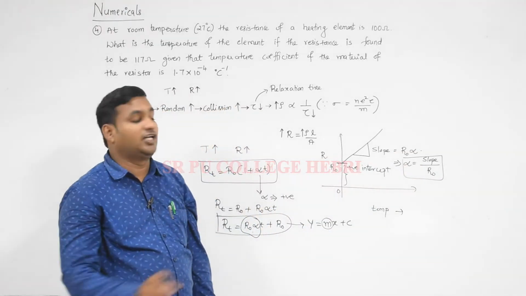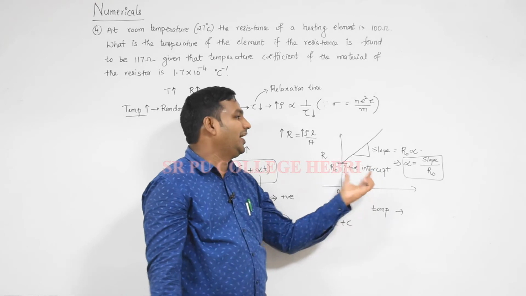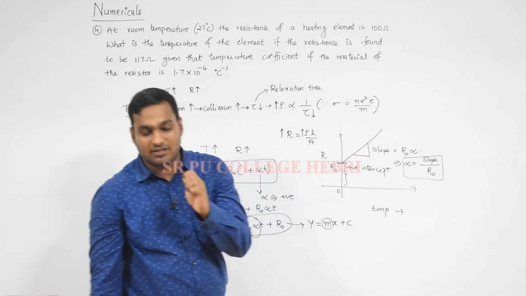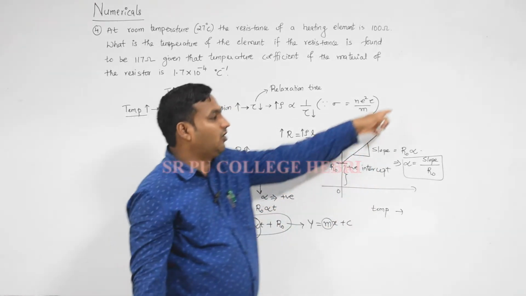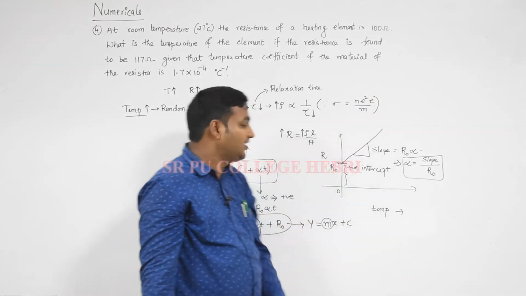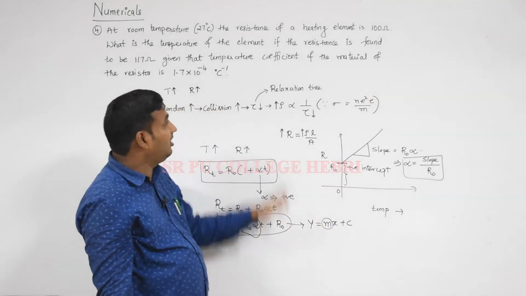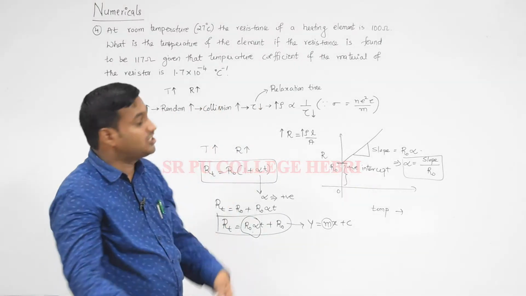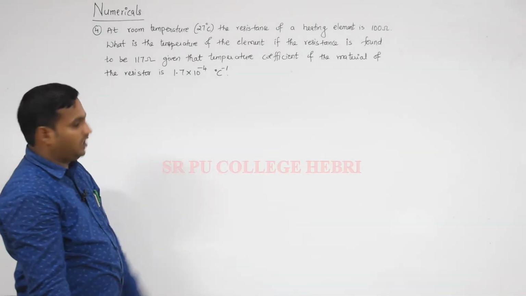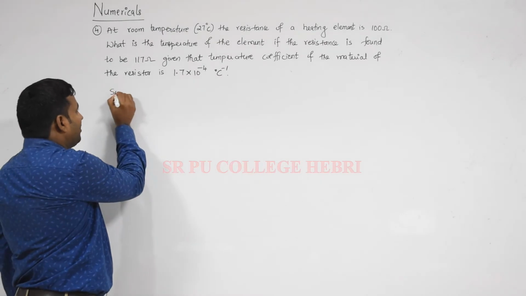When we take a metal or a good conductor, the alpha value is positive, because as the temperature increases, resistance goes on increasing, giving an increasing graph. Here there is a positive intercept in the given diagram. This is the theory related to this. We'll discuss this numerical. In the given numerical, the solution part is one of the important questions.